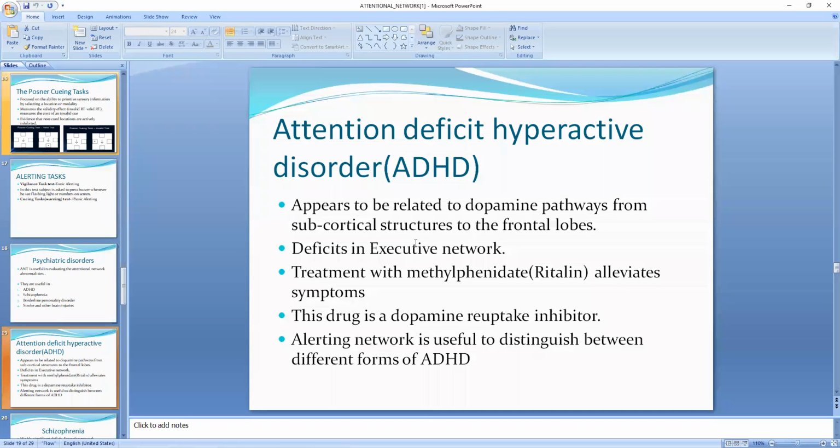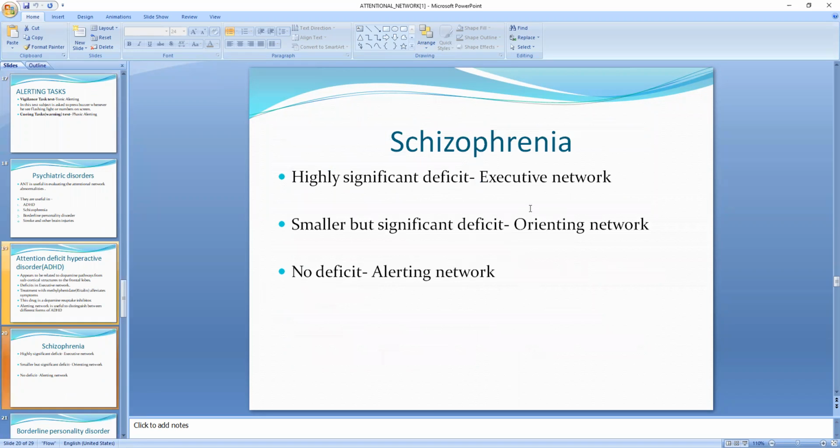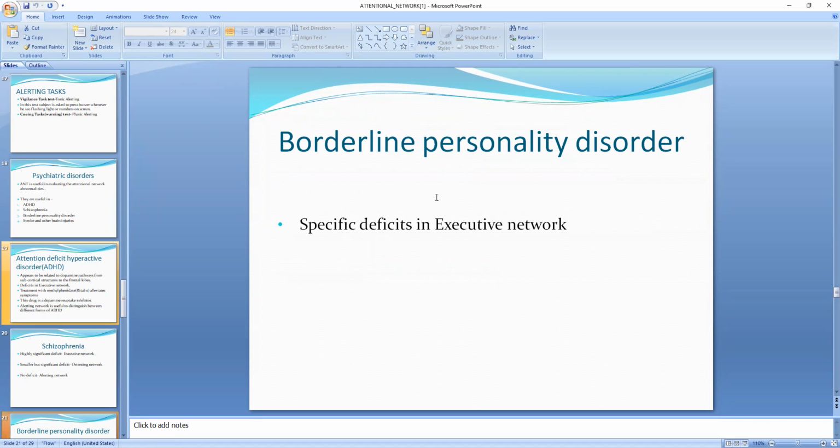First is ADHD. It appears to be related to dopamine pathways from subcortical structures to frontal lobes. There is a deficiency in the executive network in this type of disorder. Treatment with methylphenidate, that is Ritalin, alleviates symptoms. The drug is a dopamine reuptake inhibitor. The alerting network is useful to distinguish between different forms of ADHD. Second is schizophrenia. It is highly impaired in the executive network, with a smaller deficit in the alerting network. Borderline personality disorder: there is a deficiency in the executive network in this disorder.